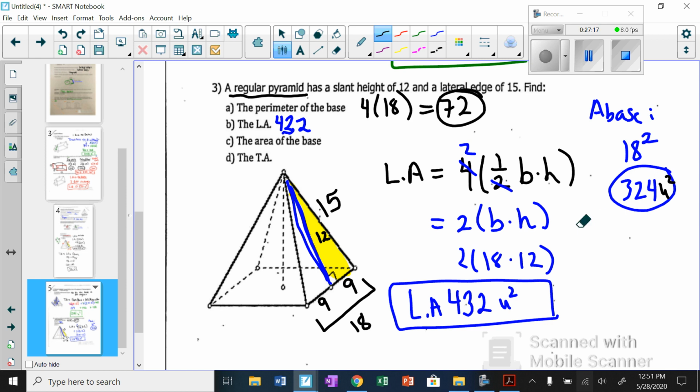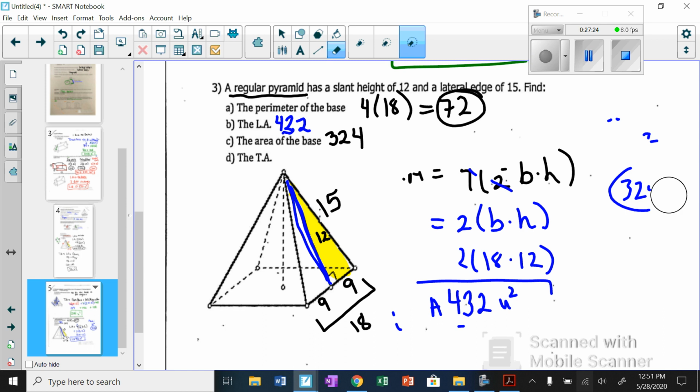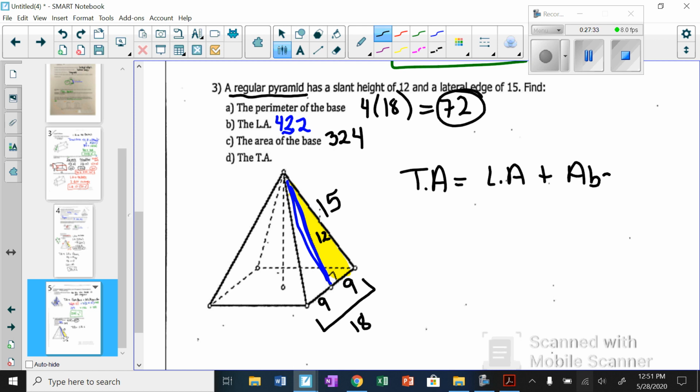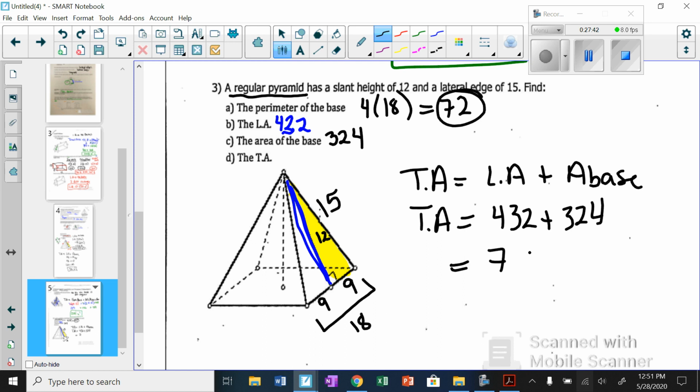And now the total area, so we got 324 for the area of the base. Now let me erase to make some more room. The total area is really just the lateral area plus the area of the base. So the total area is going to be 432 plus 324, which is 756 units squared. All right, we are done for today's lesson. Have a great day.